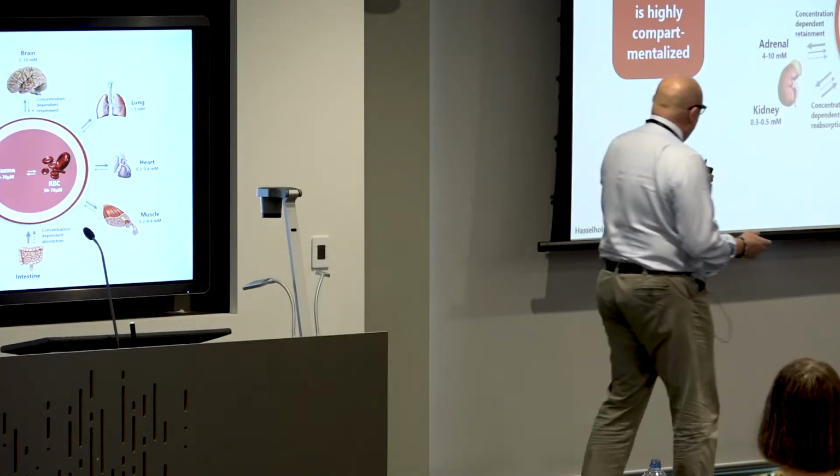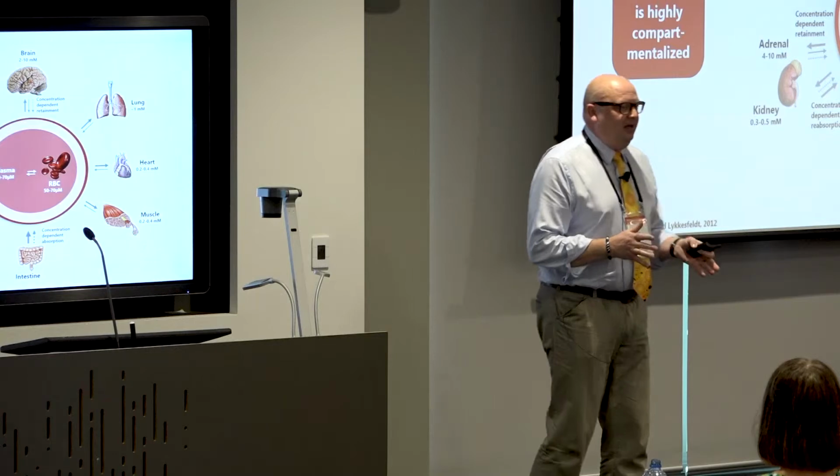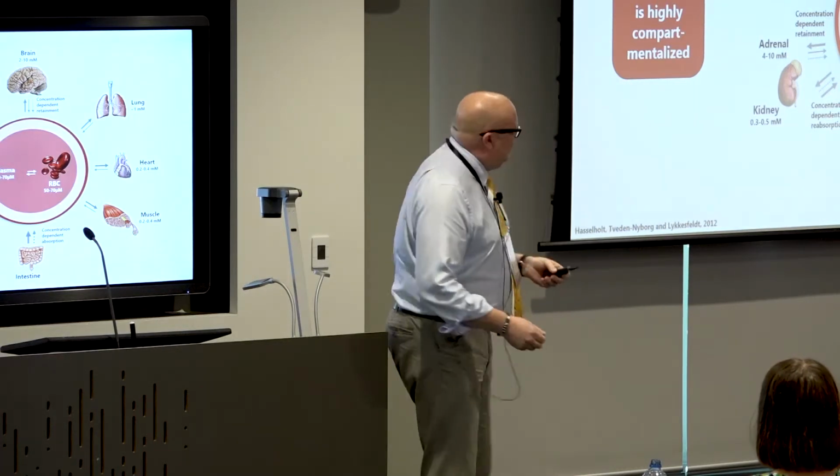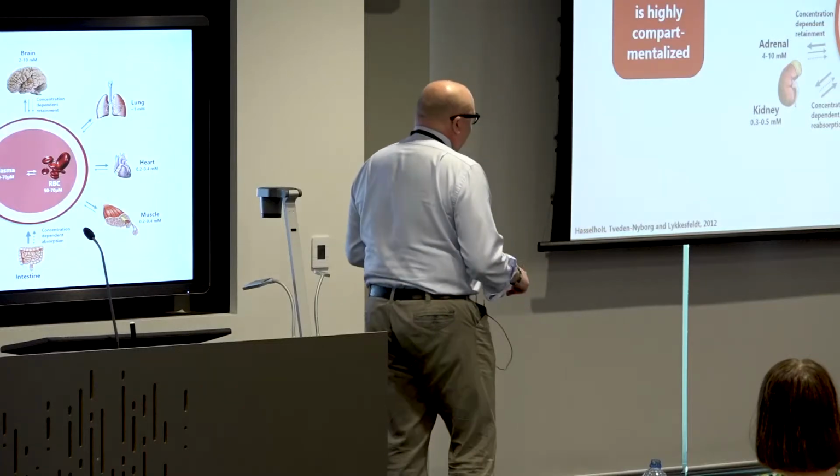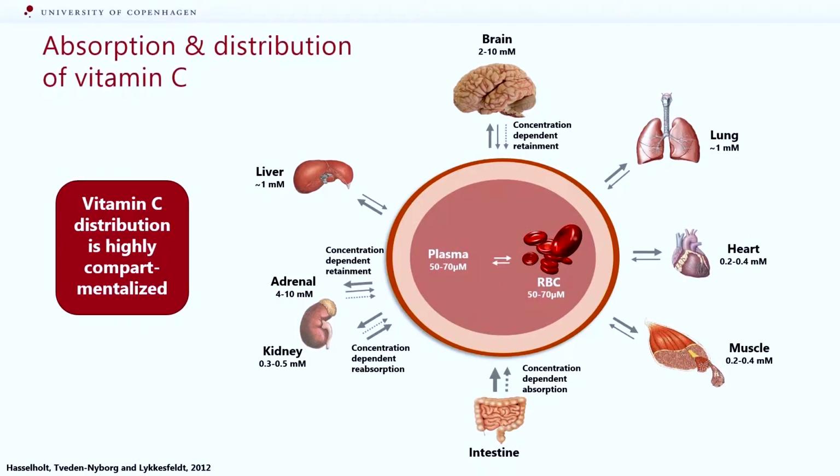And so what I want you to notice is really the large difference in concentrations throughout the body. And also the fact that in contrast to most other compounds you could think of, vitamin C has concentration dependency built in to both its absorption, its reabsorption, and also its retainment in certain organs. For instance, the brain that I've been studying for several years, you see something really remarkable, in particular during deficiency. You will have a situation where the entire body is drained for vitamin C, but the brain remains more or less intact. So we did studies, for instance, in guinea pigs.